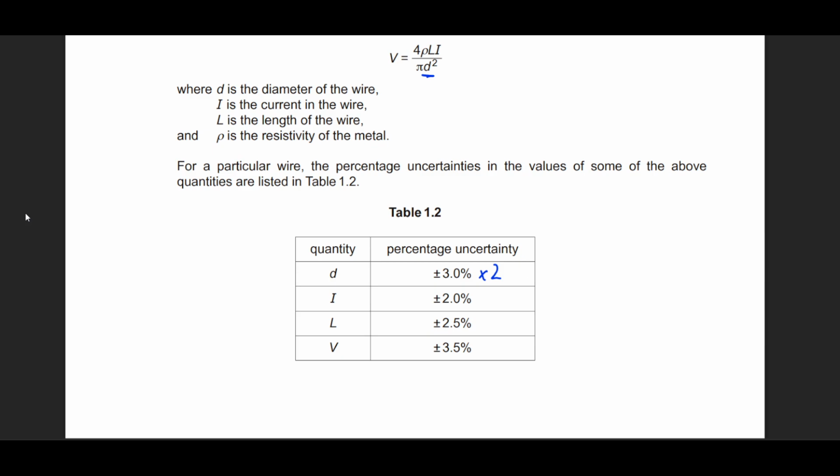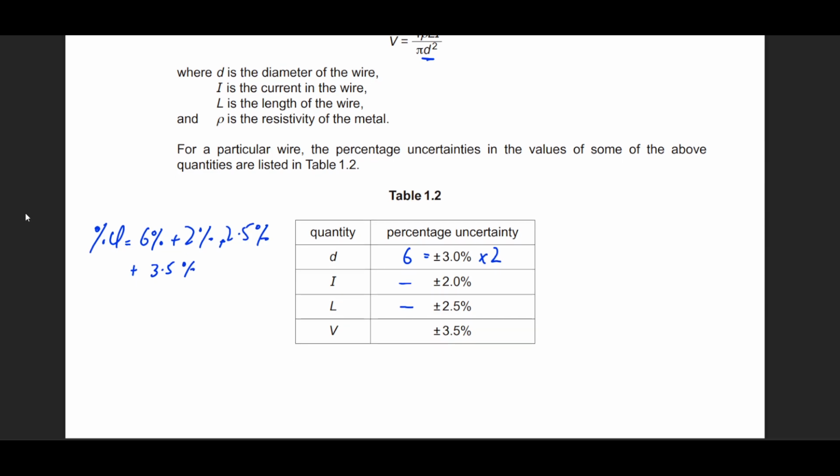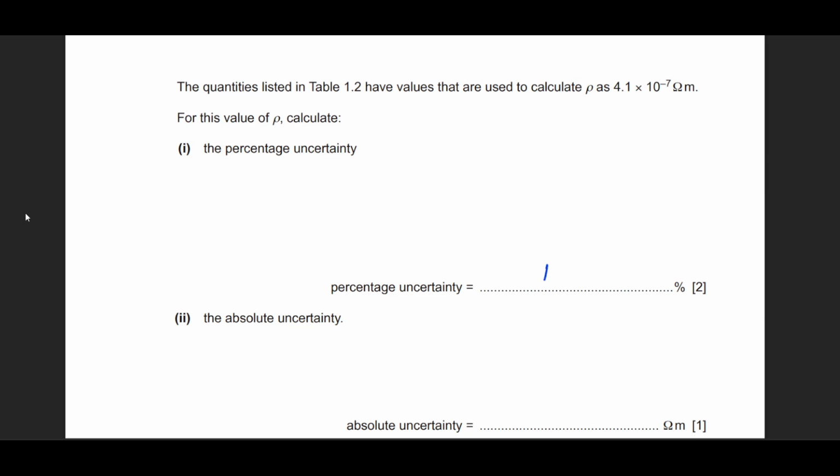So if we want to find out the total percentage uncertainty, then that would be 6% because of this. So 6% plus 2% plus 2.5% and then plus 3.5%. So the total of this would become approximately, I think, exactly 15%. So there is a 15% error in the value of rho, which is mentioned at this point.